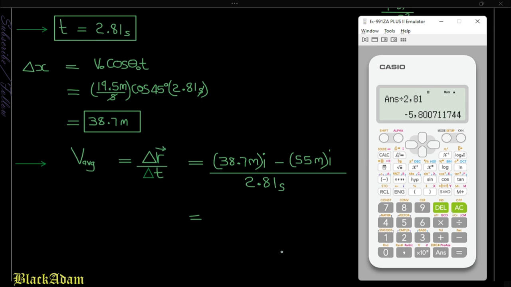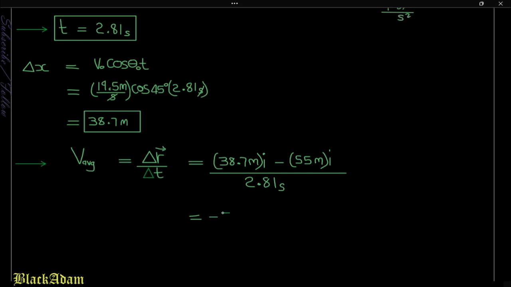The result is negative 5.8 meters per second, reflected as an average. The negative sign means that the person will have to run in the opposite direction to the one in which the ball is traveling. So the person runs the opposite way at 5.8 meters per second. So that's the average speed.